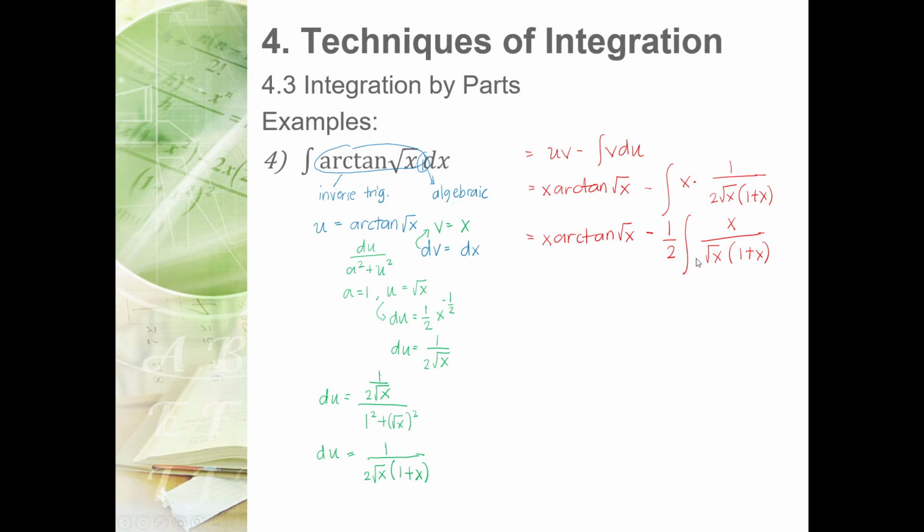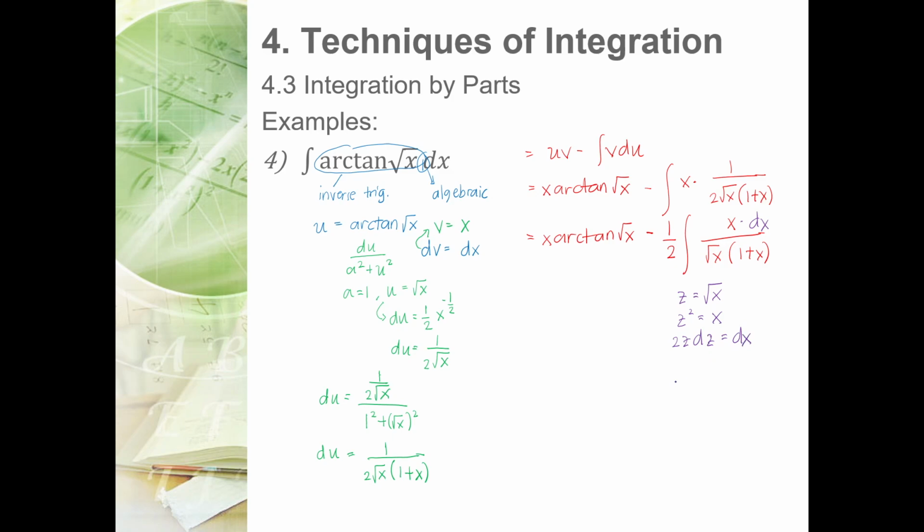Okay, so probably you're going to have to use algebraic substitution on this part on the right side of the equation. So let's try. So let z be equal to square root of x, then z squared is equal to x. Then getting the derivative, this gives us 2z dz is equal to dx.